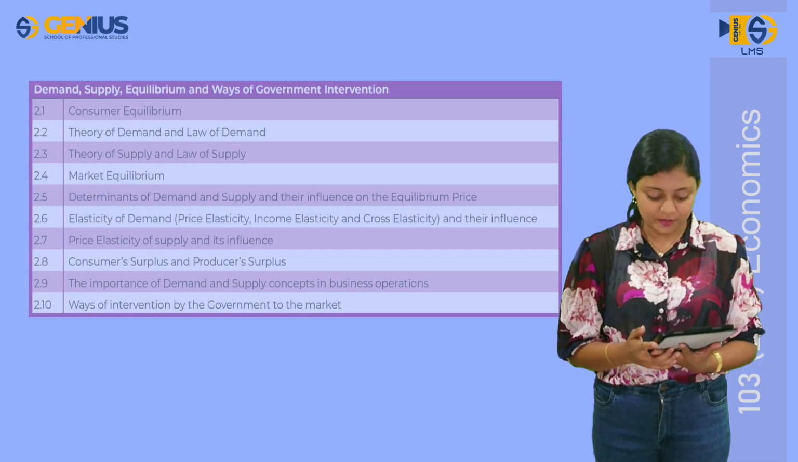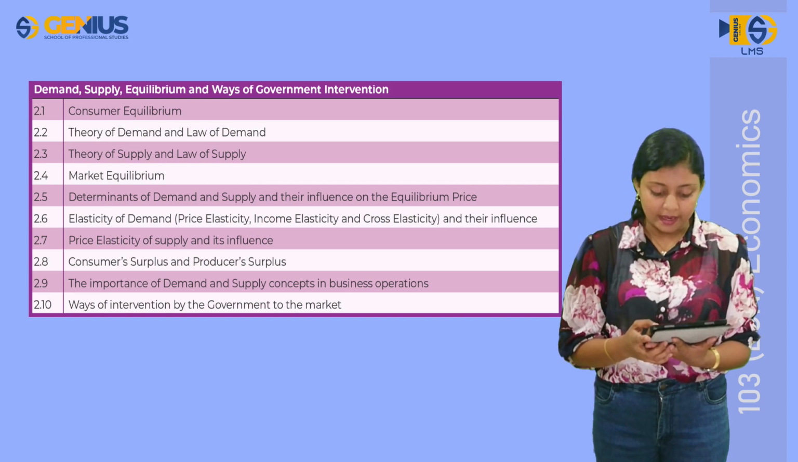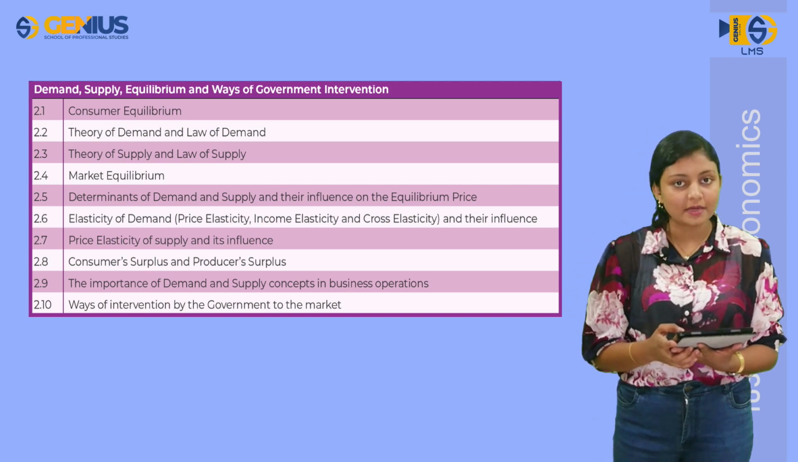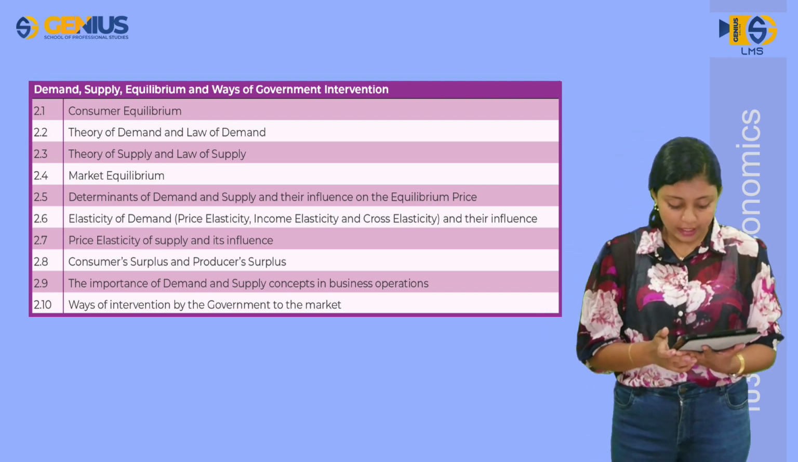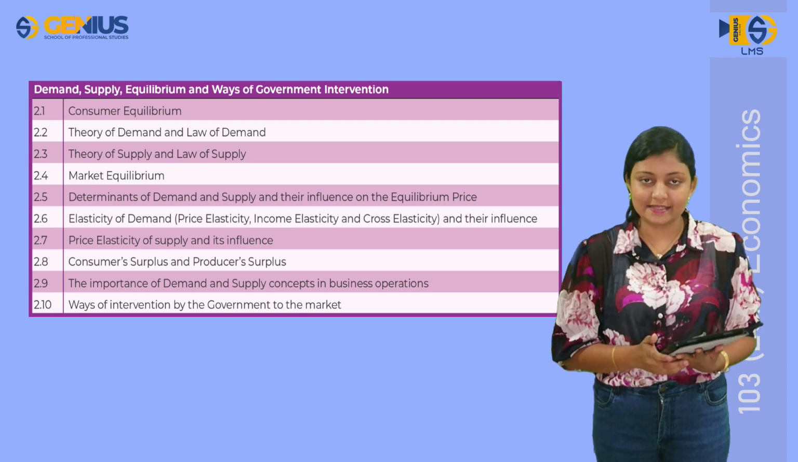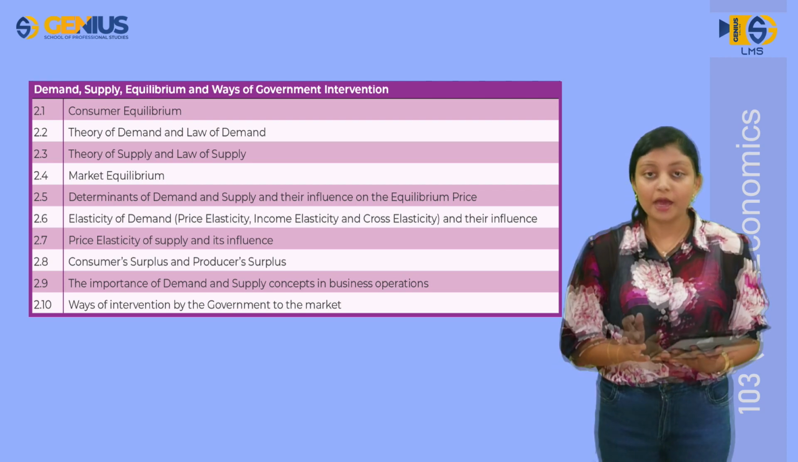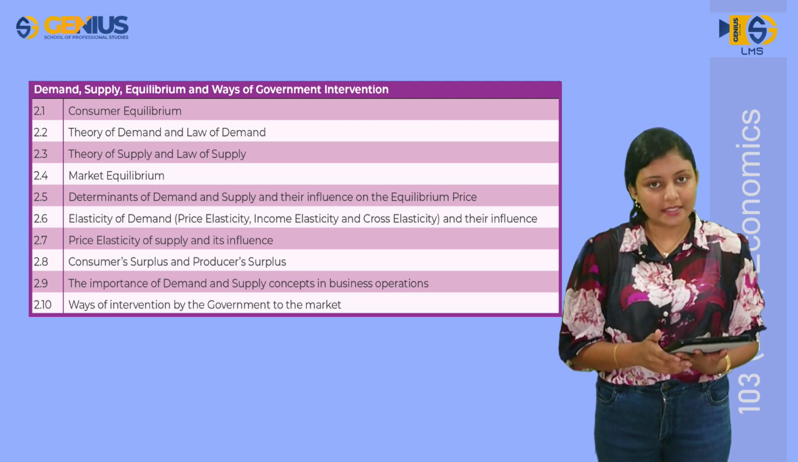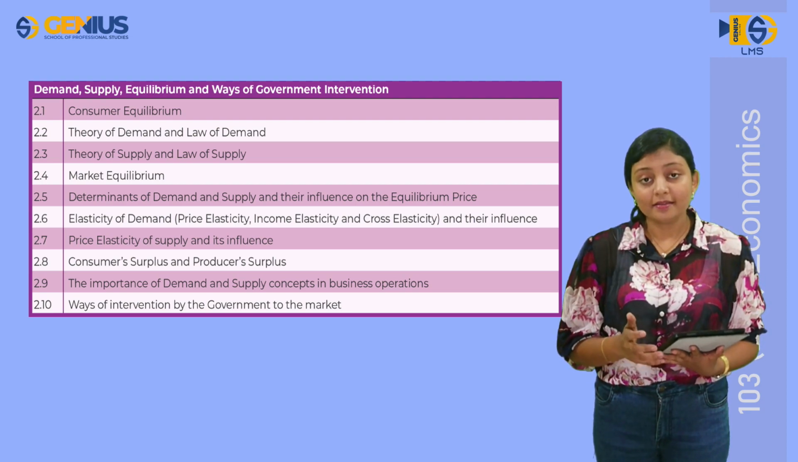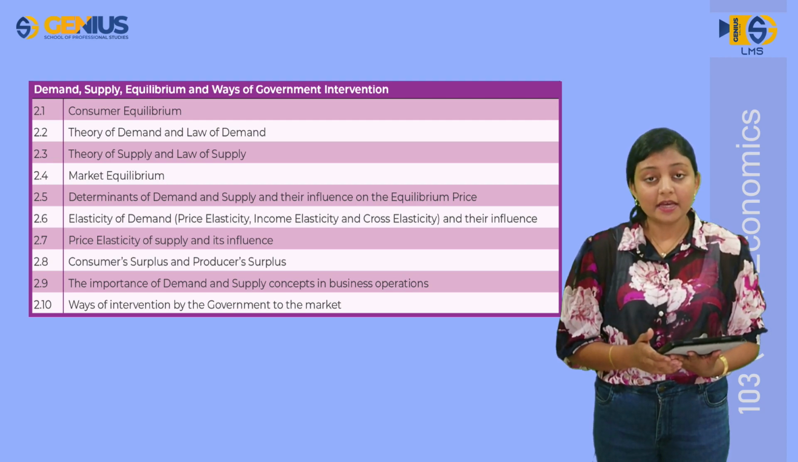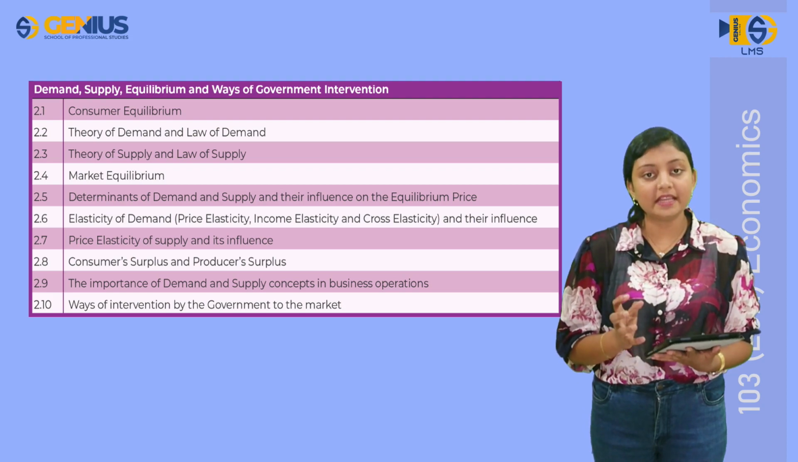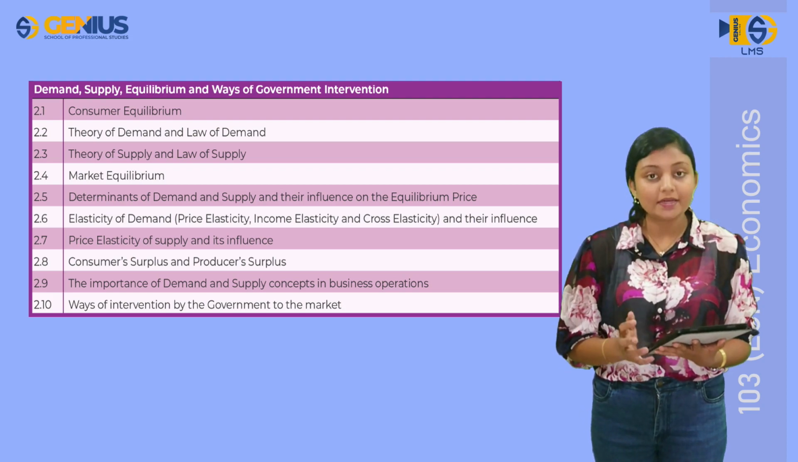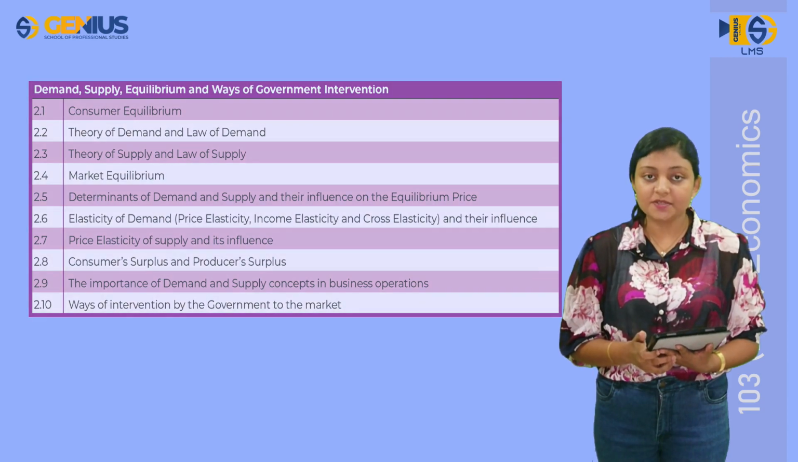Your second chapter will be demand, supply, equilibrium and ways of government intervention. In this lesson, we will discuss consumer equilibrium through cardinal utility analysis and ordinal utility analysis. After that, you will be learning what is demand, what is supply, theory of demand, theory of supply, law of demand, law of supply, these kinds of concepts further. Not only that, we will cover elasticity of demand and what consumer surplus is and what producer surplus is.